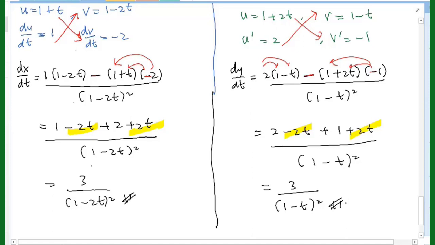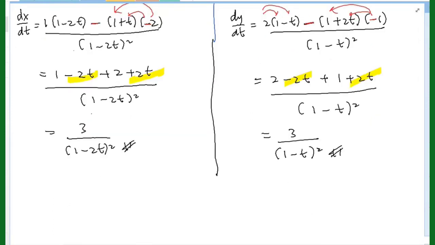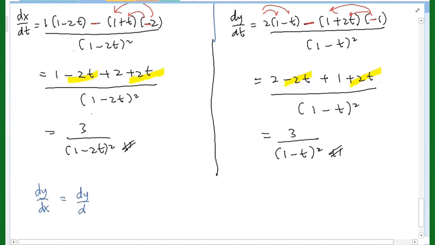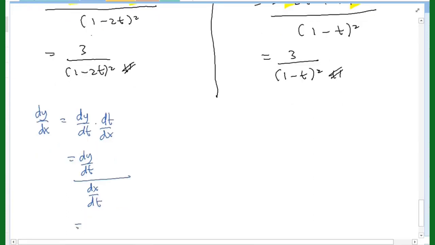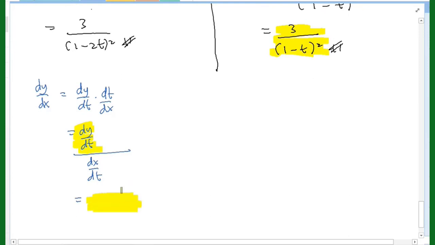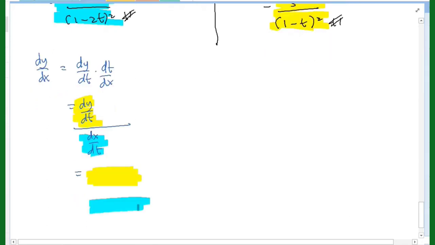Now going to find dy dx. To find dy dx using the chain rule, dy dt dot dt dx, or dy dt over dx over dt. Okay, substitute. Make sure this one is dy dt over dx dt. Remember, dy over dx.